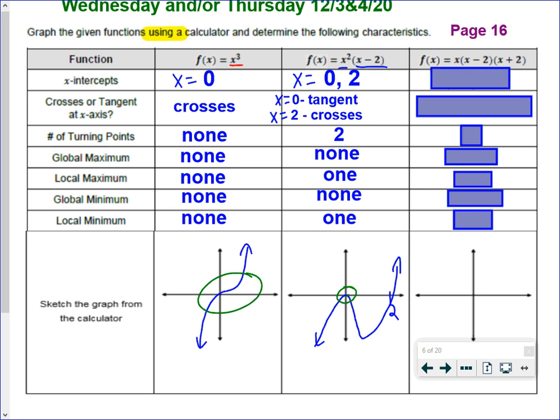But at the same time, if we draw a line right here, all these points going on forever are all bigger than that turning point. So we don't have a global maximum at that point. We only have a local maximum.